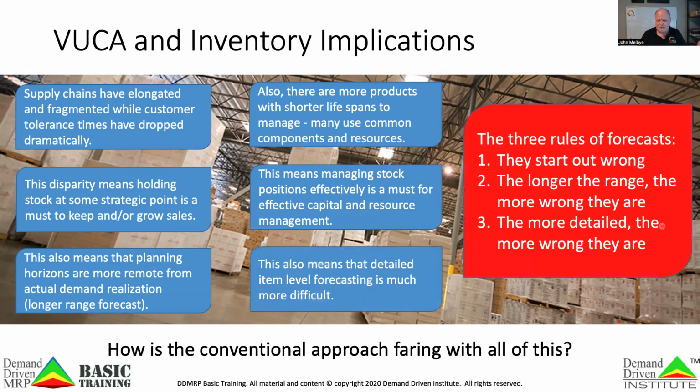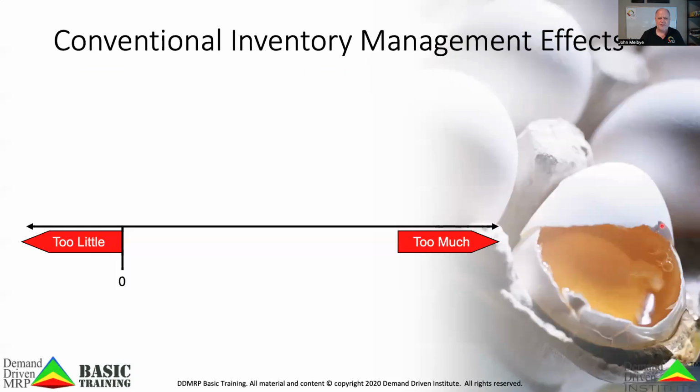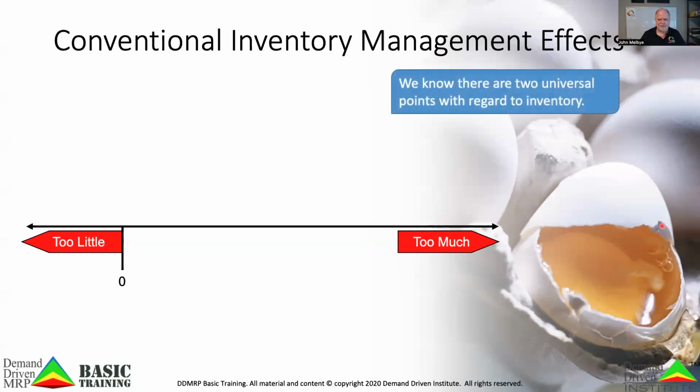And the conventional approach isn't doing very well with all of this new information that we need to take into account. So what's happening? I think we can all agree that there are 2 universal points of inventory. Point A, where we have too little, and point B, where we have too much. And it doesn't take a genius to understand that where we want to be with our inventory is in between too little and too much, which sounds very subjective. How do we understand too little and too much?